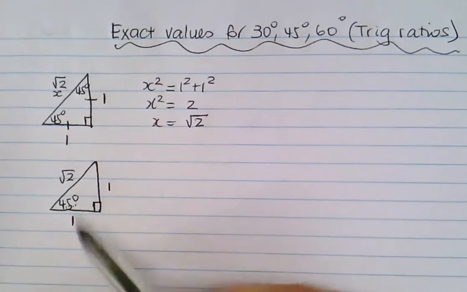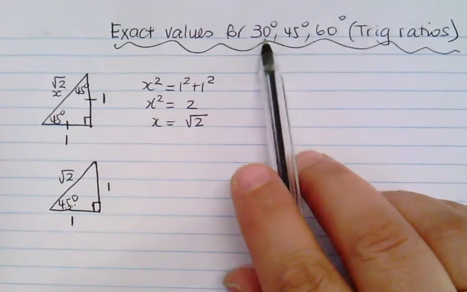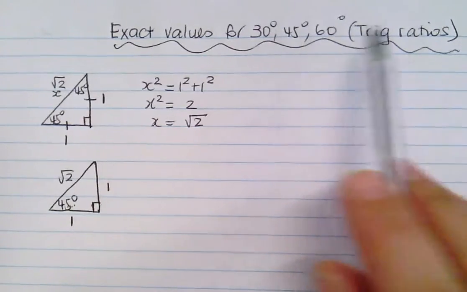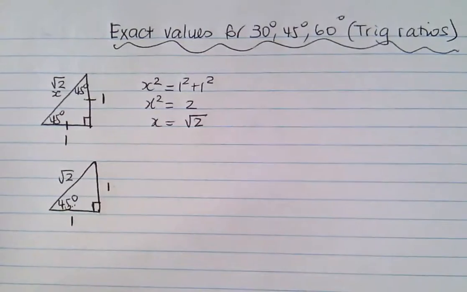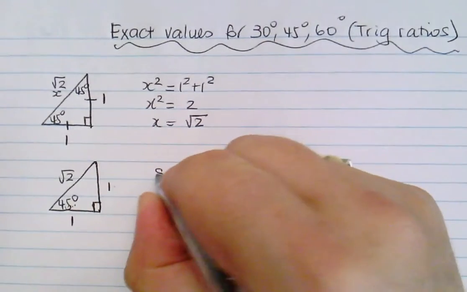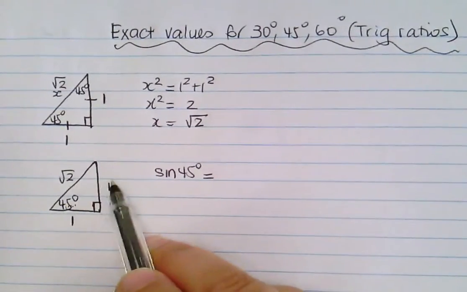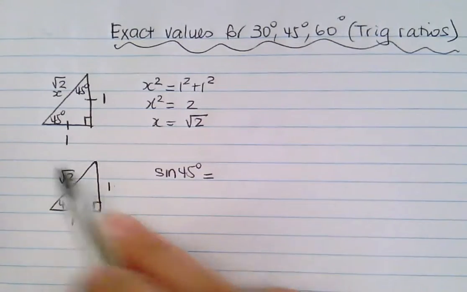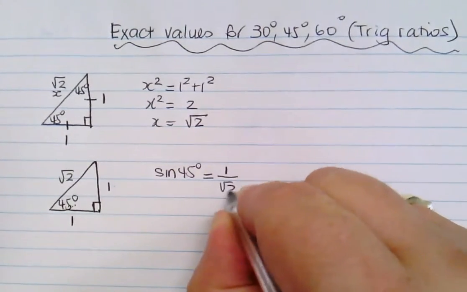In this triangle, I'm going to be doing ratios for 45 degrees. You know how I said today we're doing trig ratios for 30 degrees, 45 degrees, 60 degrees? This triangle with 1, 1, root 2 only allows me to do the 45 degree exact values. So let's start with sine. Sine of 45 degrees. Isn't that opposite over hypotenuse, which is what? 1 over root 2. Good.